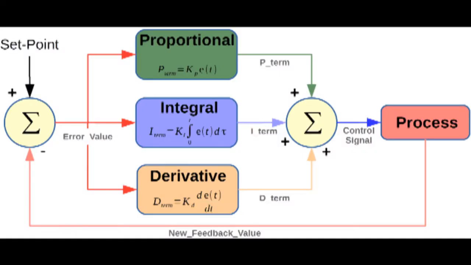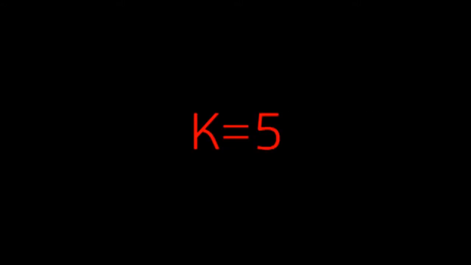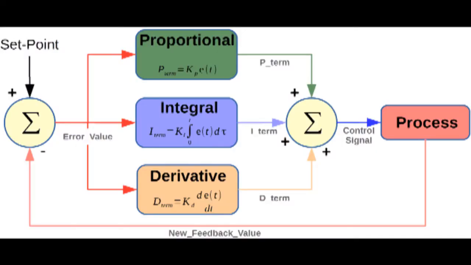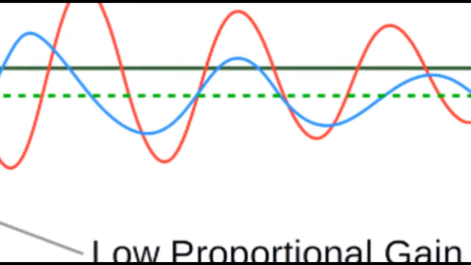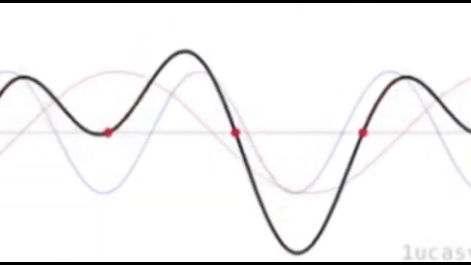The proportional gain determines the ratio of the output response to the error signal. For instance, if the error term has a magnitude of 10 and a proportional gain of 5, it would produce a proportional response of 50. In general, increasing the proportional gain will increase the speed of the control system response. However, if the proportional gain is too large, the process variable will begin to oscillate.